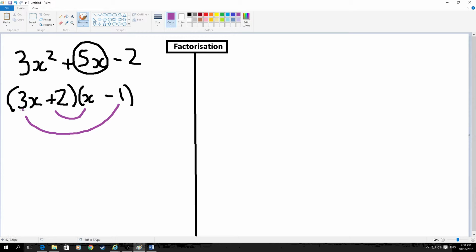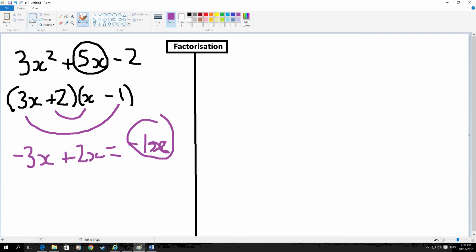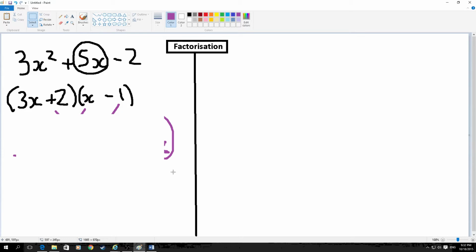So 3x times minus 1 is minus 3x, and then plus 2x equals minus 1x. That doesn't work, does it? Because this number here is supposed to be the same as the number in the middle here. So that doesn't work. So you have to basically just try it again and see which works the best.